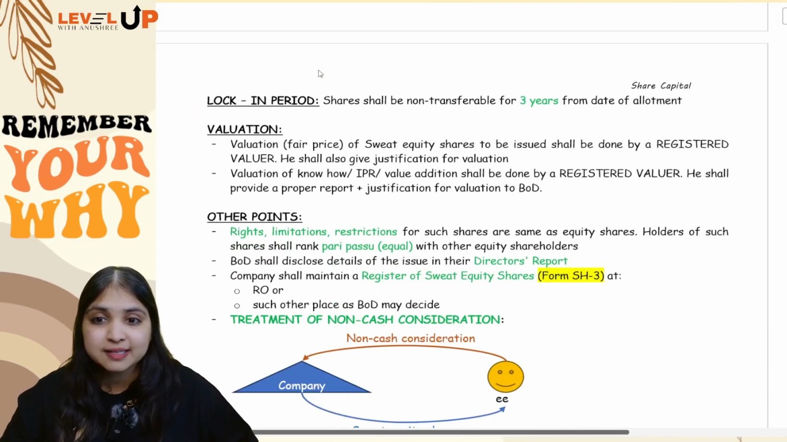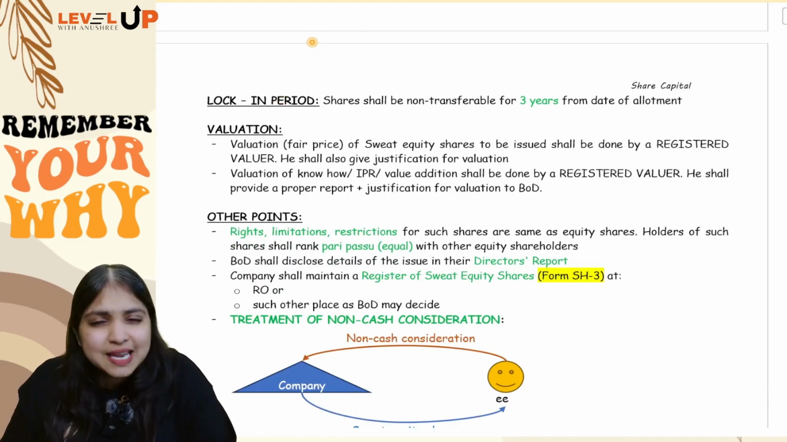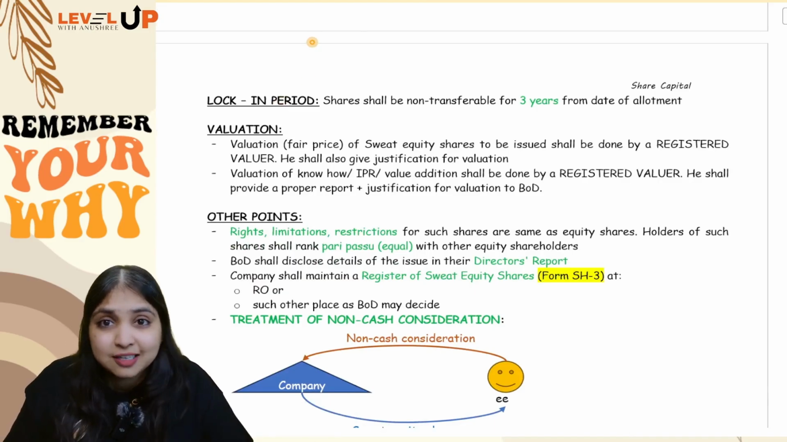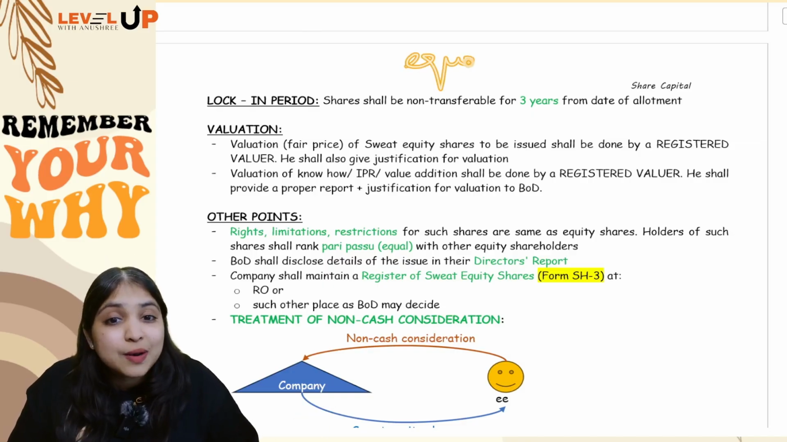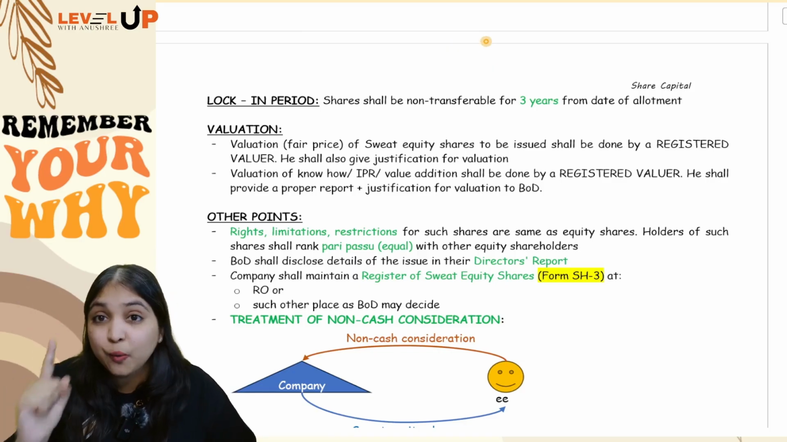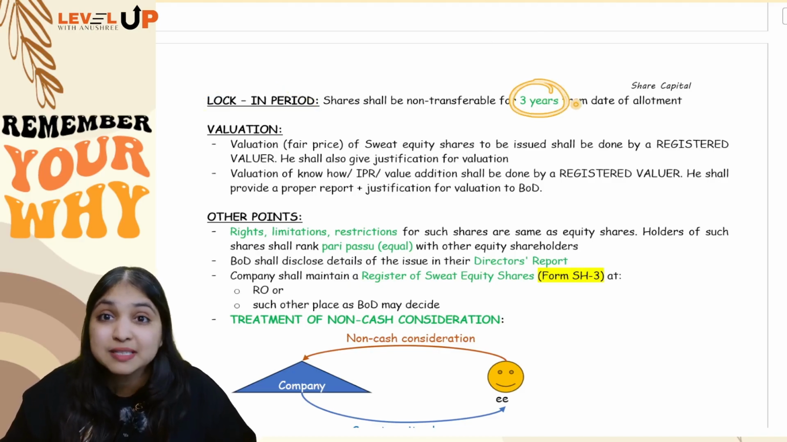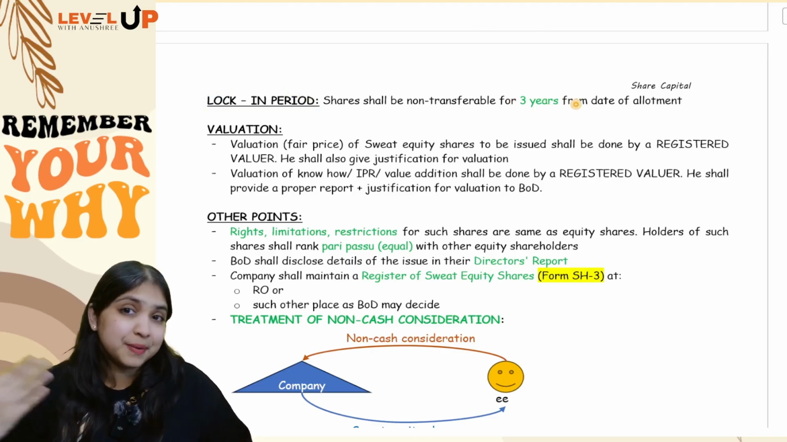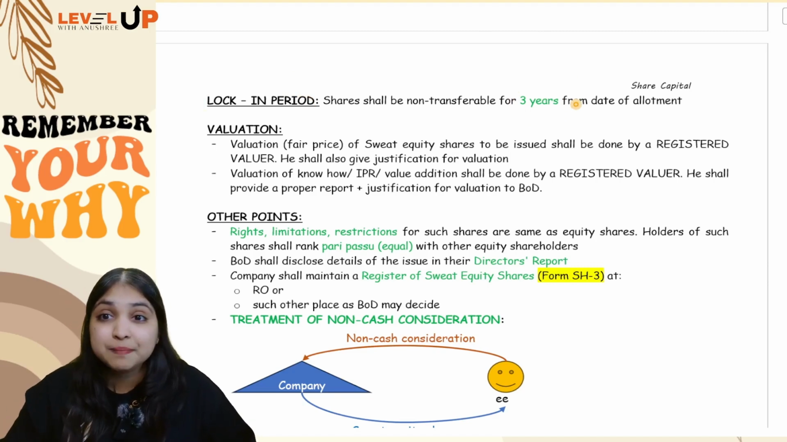Okay, then we had discussed the lock-in period. We said that once a company issues sweat equity shares, they will have the same rights, duties, responsibilities as other shareholders. They will be pari passu with the other shareholders. They will be equal to the other shareholders except one thing, which is that one thing? Lock-in period. Sweat equity shares have a lock-in period of 3 years, which means within the first 3 years, the person to whom the sweat equity shares were given cannot transfer them. Lock-in period is 3 years.